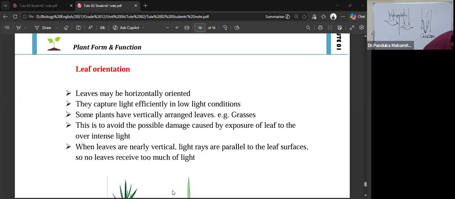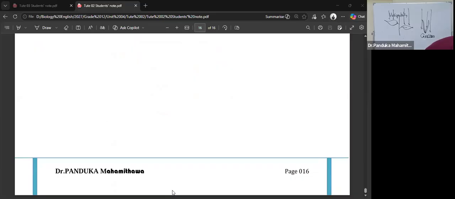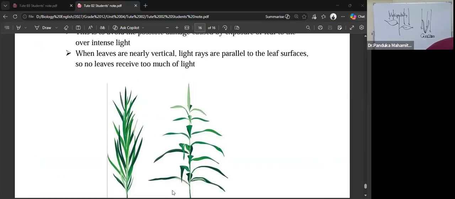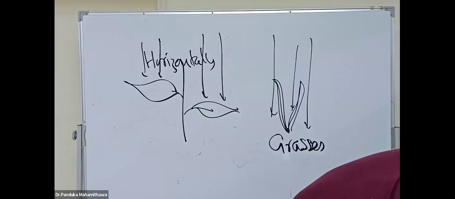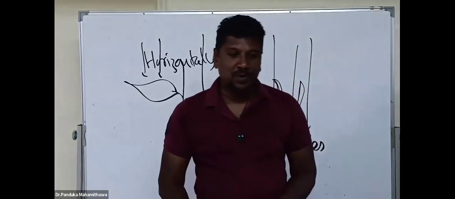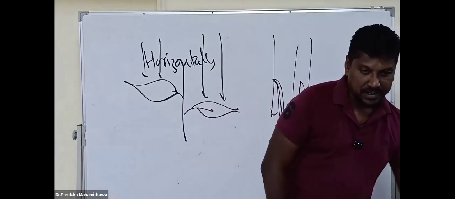Okay, right. So I have given you a picture also showing the vertical and the horizontal orientation of the leaves. Okay, right. So that's the end of the tute number 2, right? So growth and development of the tissues is finished, right?